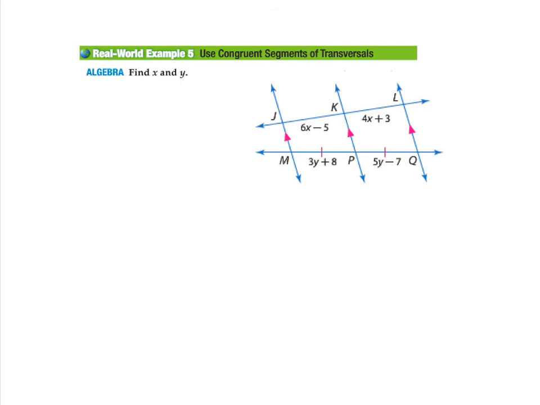Looking at x first, it looks like I'm using multiple transversals with multiple parallel lines. 3y plus 8 is congruent to 5y minus 7. We see that right here, right? We see that 3y plus 8 is congruent to 5y minus 7, which means now 6x minus 5 must also be congruent to 4x plus 3, because they are proportional. In this case, 1 to 1. So I can do 6x minus 5 is equal to 4x plus 3.